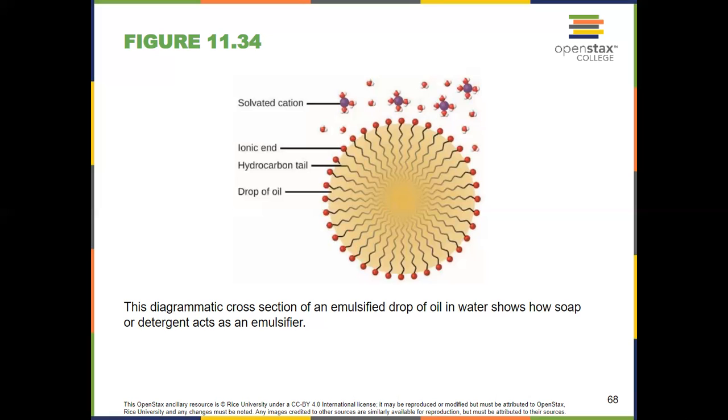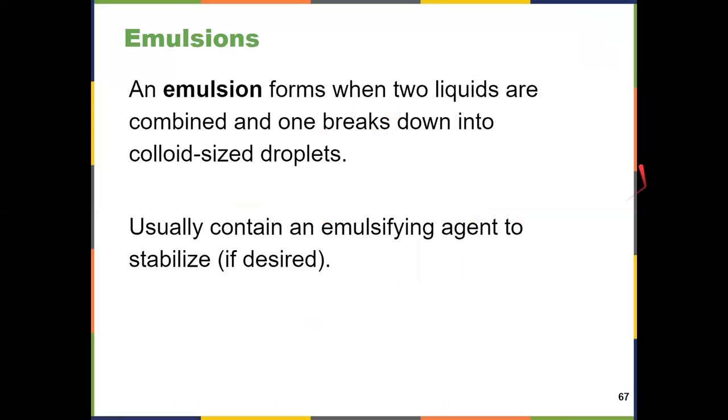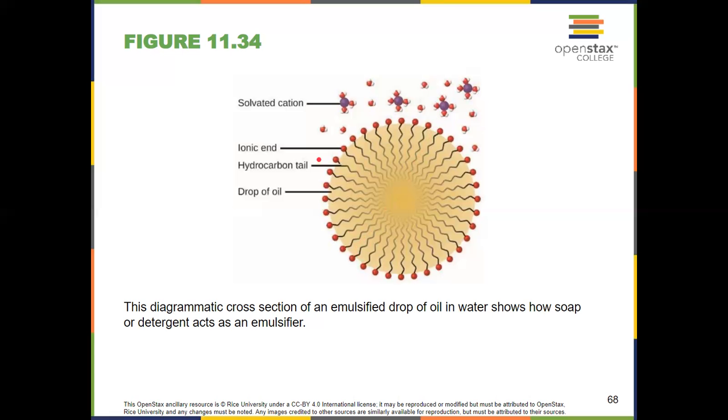So that's an example of forming an emulsion being a good thing. Get your hands clean. If you're cleaning up an oil spill, you have to be careful. You don't want to form an emulsion with the water. You want to remove the oil specifically.